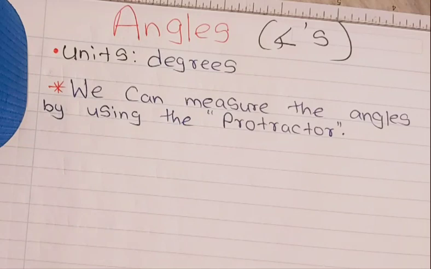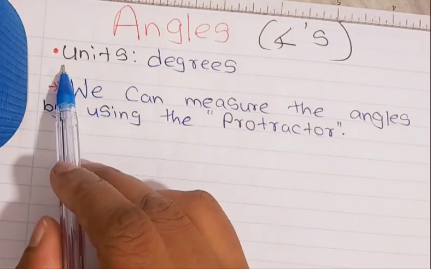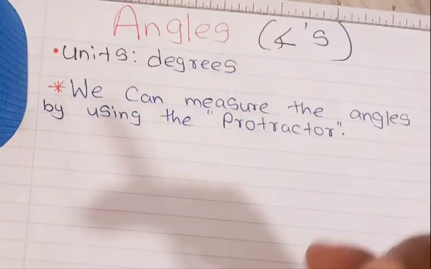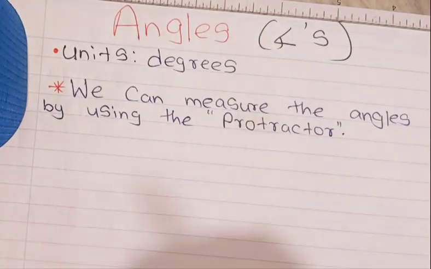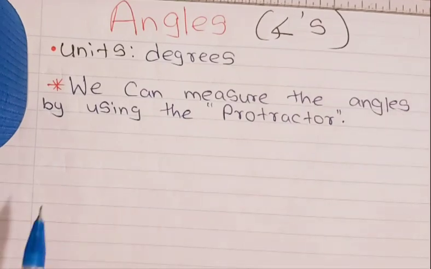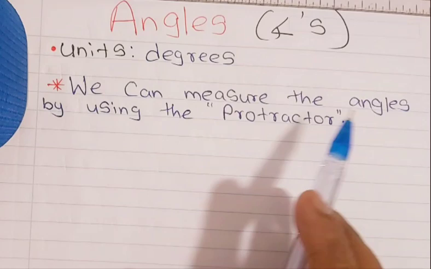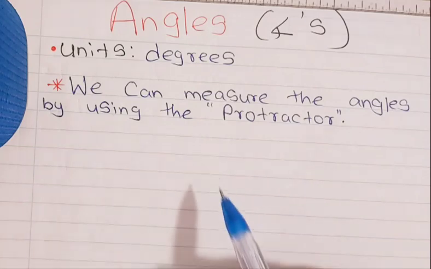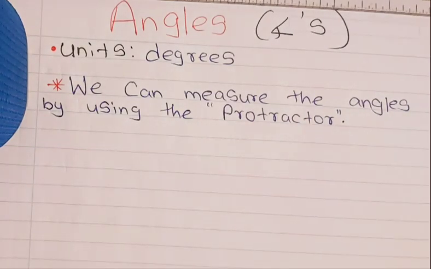So today we are going to study about angles. Angles is also a very important lesson in mathematics. We need to study about the units. You can measure the angles by using degrees. You have to give the values with degrees, for example 60 degrees, 20 degrees, 90 degrees. And also we can measure the angles by using the protractor. There is a semicircular part you can see there, that is called a protractor.